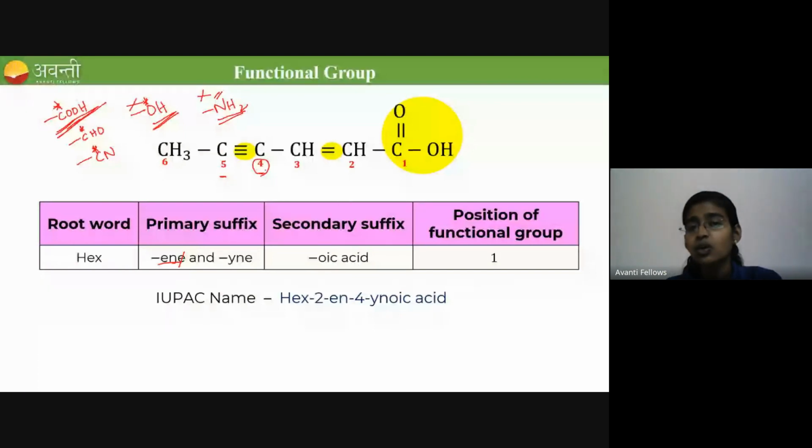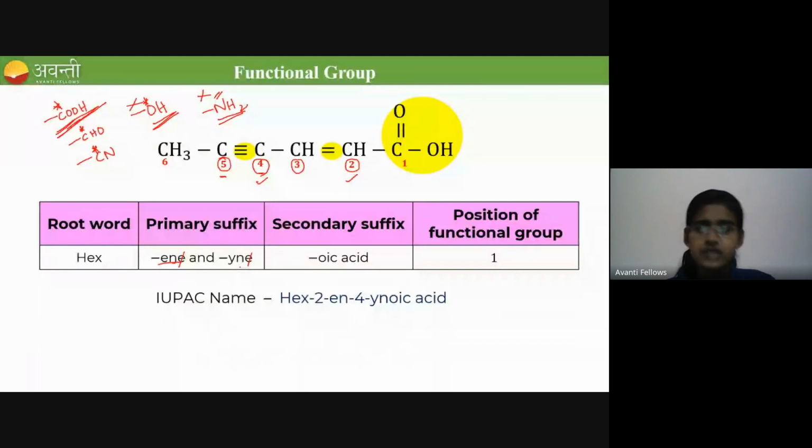You have to take the lowest number to which the double bond or the triple bond is attached. The double bond is between carbon number 2 and 3, so you take 2. That is the lowest number. The triple bond is attached between carbon number 4 and 5, so here the lowest number is 4. So that's why E is getting replaced by 4-ine. It should be 4-ine. And also we have a functional group, so again this E is getting replaced by oic acid. So the name becomes hex-2-ene-4-ine-oic acid. This is the name of the compound.